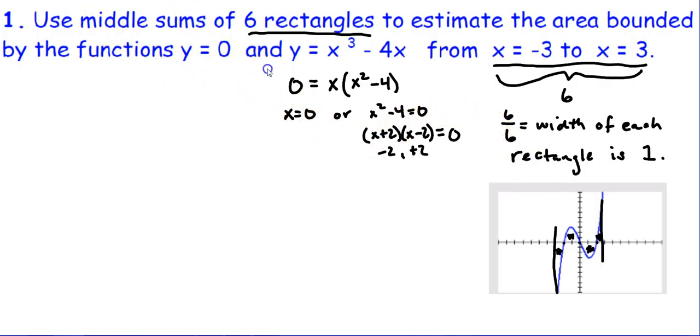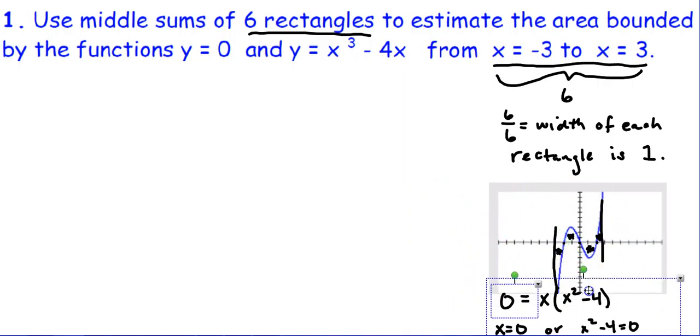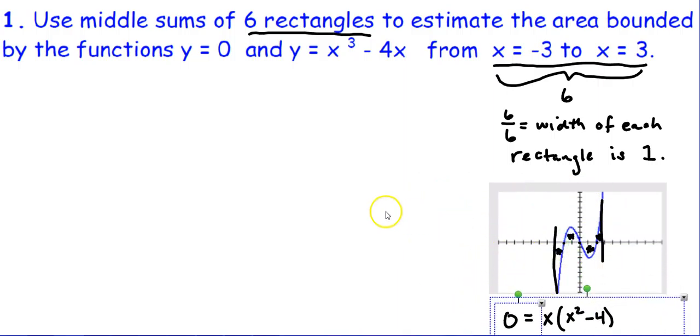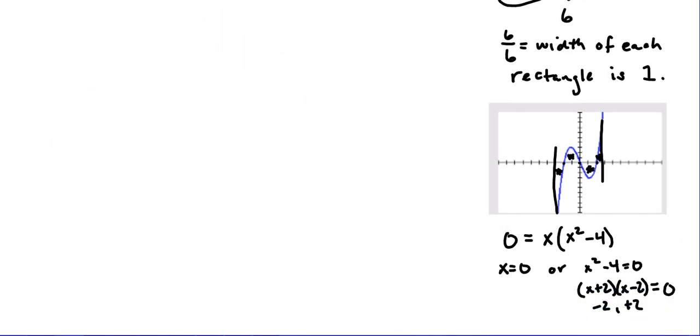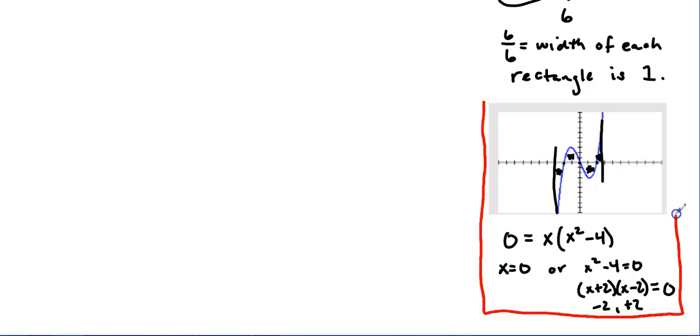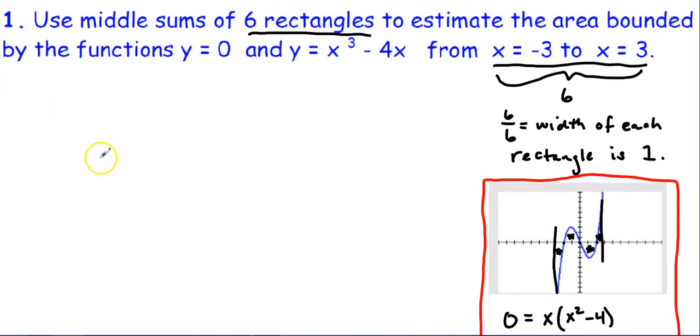So like we talked about before, this stuff's actually not really even required. It does give you a good idea of what's going on to get a visual of it. But this stuff right here, you don't technically have to do. Just allows you to see where the roots are and really what area you're dealing with. Alright, so let's go through the process. We'd already figured out that the width of each rectangle is equal to 1.